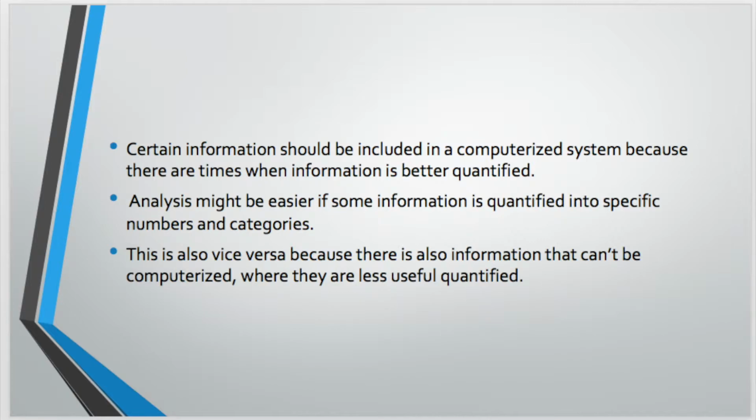Certain information should be included in a computerized system because there are times when information is better quantified. Analysis might be easier if some information is quantified into specific numbers and categories. There is also some information that can't be computerized, where it is less useful quantified.